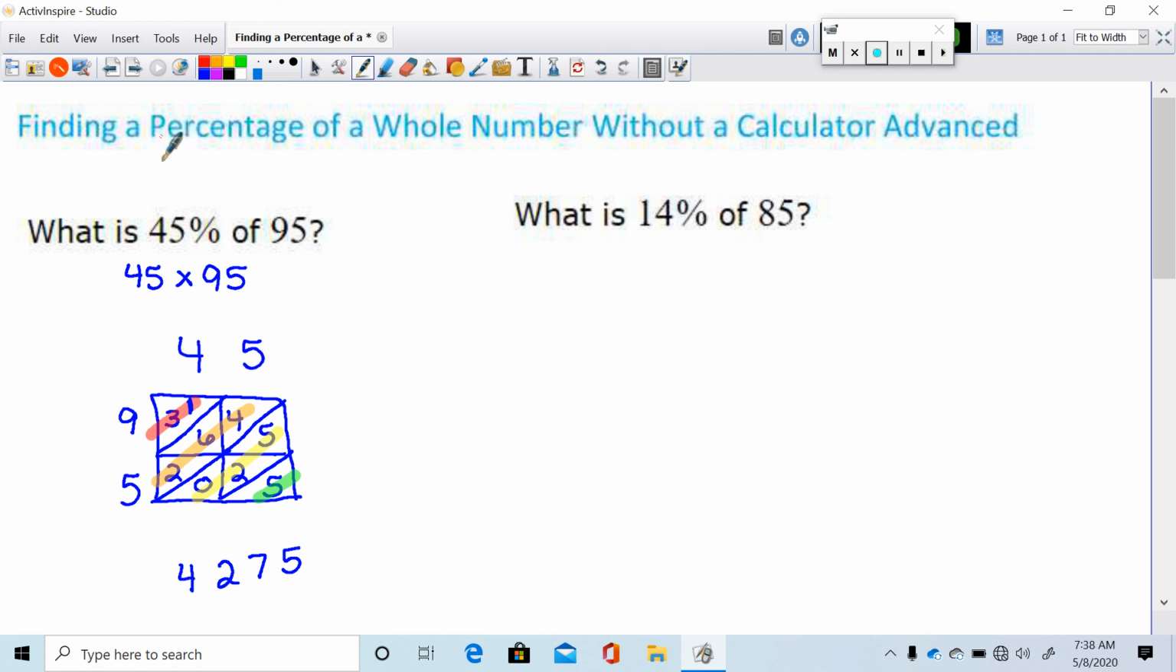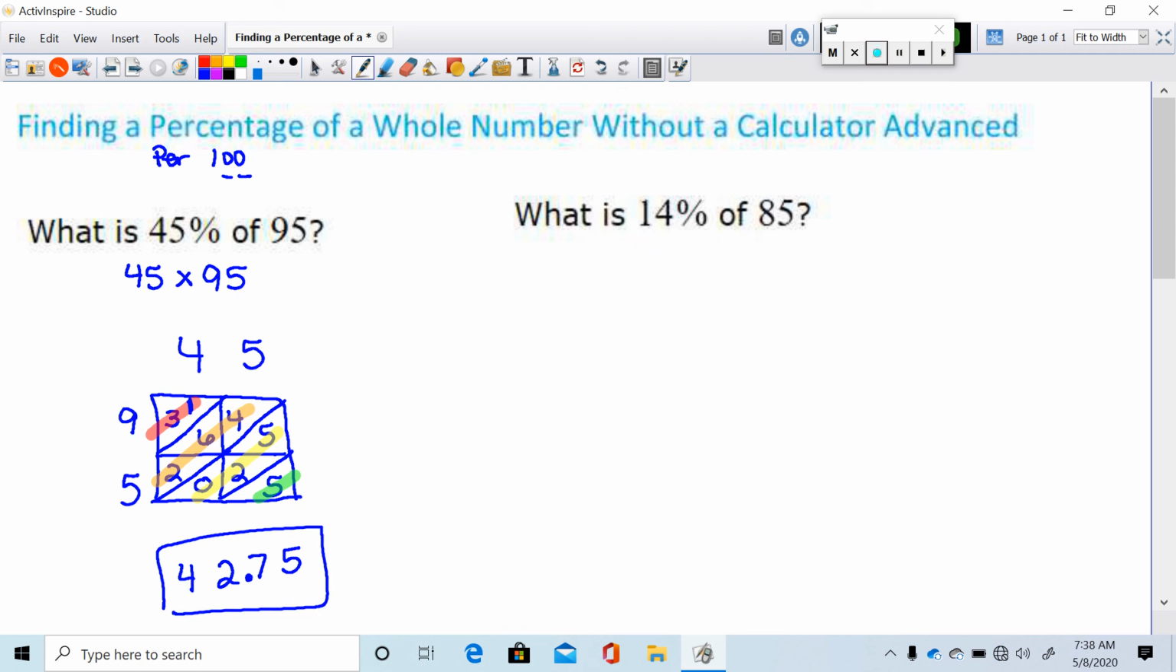Now because of the percentage, percent means per 100, and a 100 has 2 zeros. So you want 2 numbers after the decimal in your answer. So from right to left, you go over 2 numbers and then put a decimal point. So 45% of 95 is 42.75.